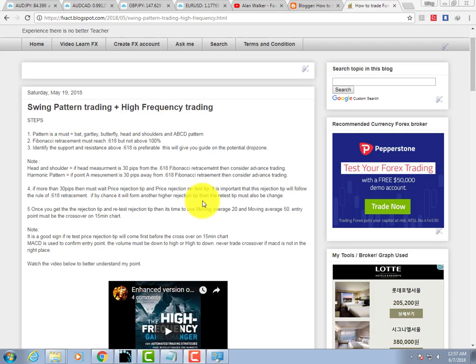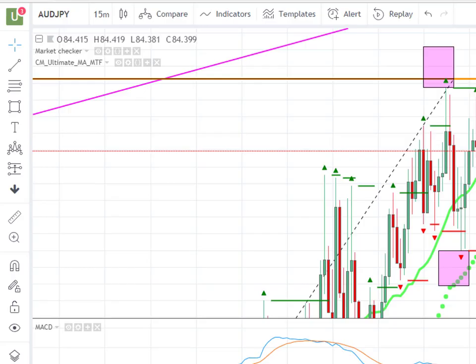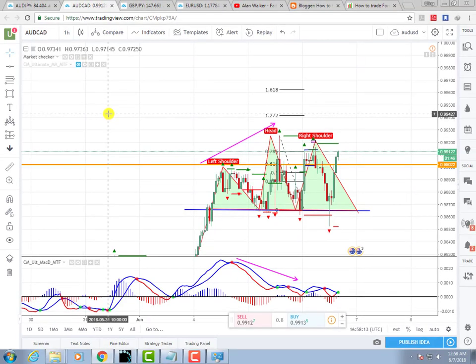So what I have here is the instructions for the enhanced version of entry point, which is, as I have stated clearly po dito, yung nakanote, sa head and shoulders pattern, if ang measurement is 30 pips or shall we say $30 ang ating nakalagay, ang ating tinitrade na pwede nating italo, so that would mean we will consider an advanced trading. Ano po yung advanced trading?